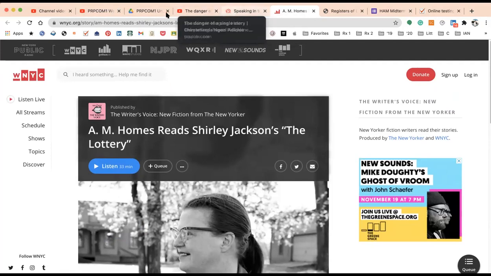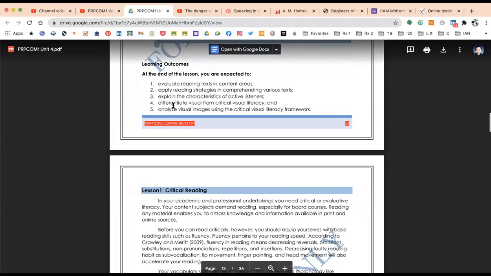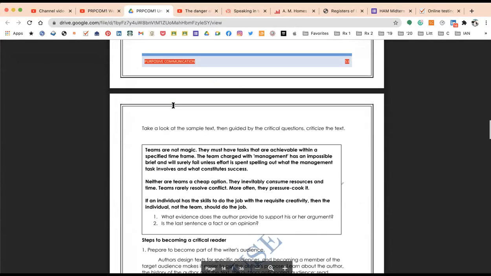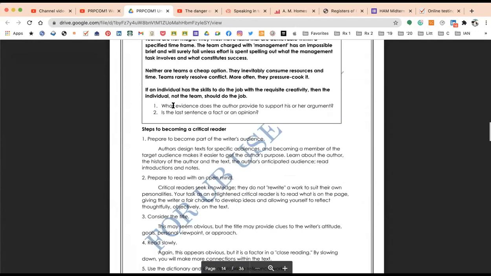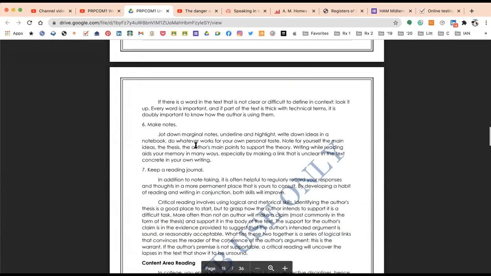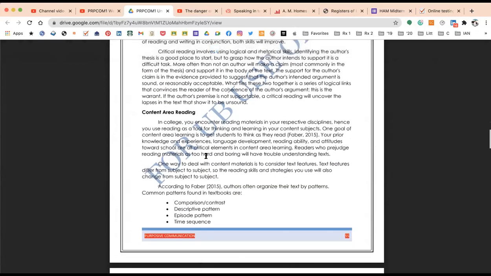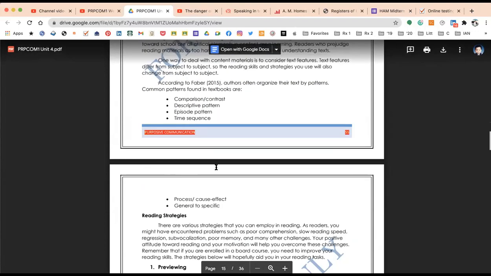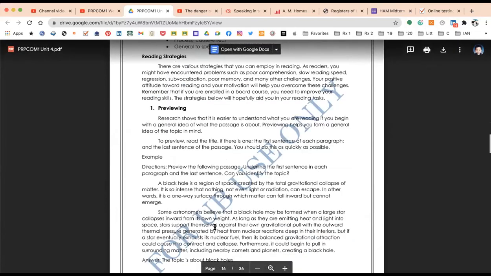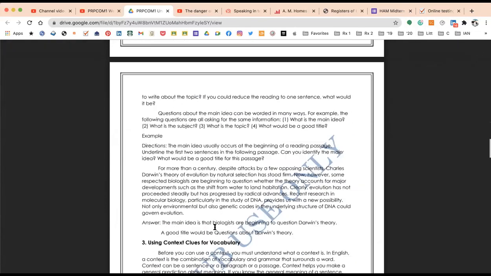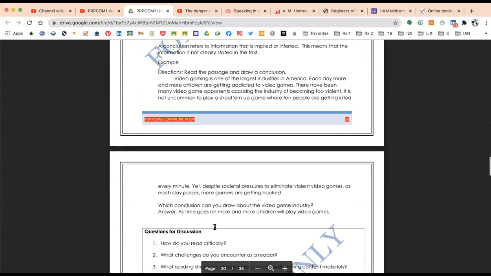So for critical reading, we had The Lottery by Shirley Jackson. Of course, steps to becoming a critical reader, starting from preparing to become part of the writer's audience down to the reading journal. We also talked about your content area reading, so the common patterns from comparison or contrast to general to specific, and of course, your reading strategies, etc. So just go over that.